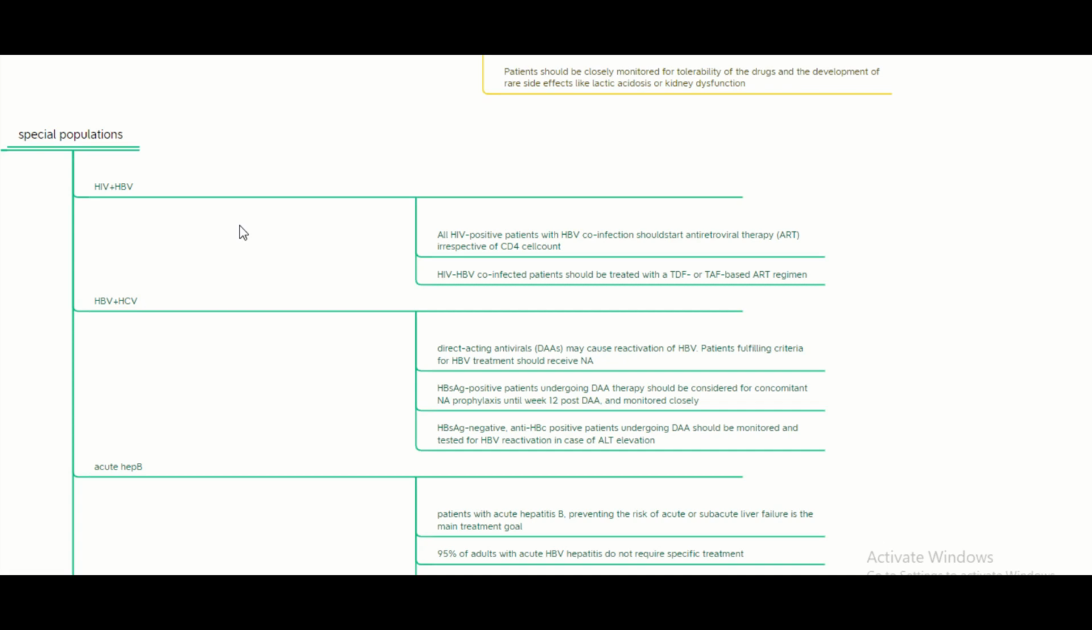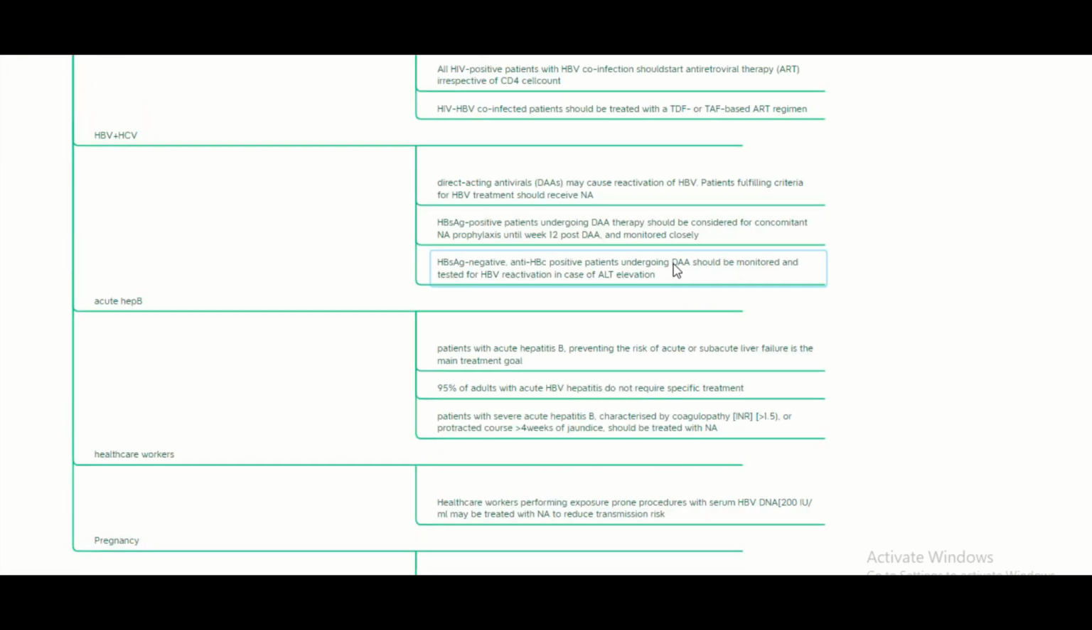Special populations that have hepatitis B. First of all, it's the co-infection with HIV. All HIV positive patients with HBV co-infection should start immediately antiretroviral therapy, irrespective of their CD4 count. And their antiretroviral therapy should contain tenofovir. This drug has double action on HIV and hepatitis B.